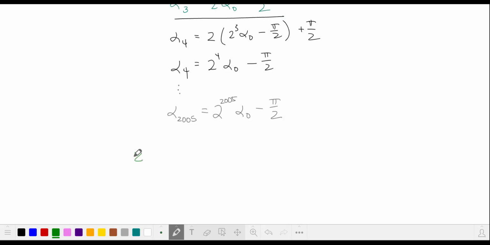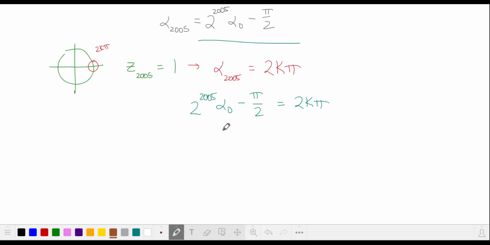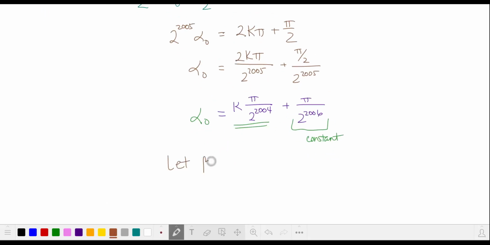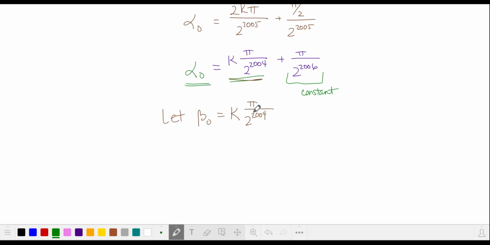And in the problem statement, we want this last term to be equal to 1. That's over here on the unit circle, where our angle is equal to 0 or some multiple of 2 pi. We'll write that as 2k pi, and we'll substitute this expression. Let's solve for alpha 0 and divide by this coefficient and simplify these terms. This second fraction is a constant, so as k varies, this first term is the only thing that changes. So let's let beta 0 just be this first angle. As k varies, our starting angle alpha 0 varies, giving us multiple solutions.